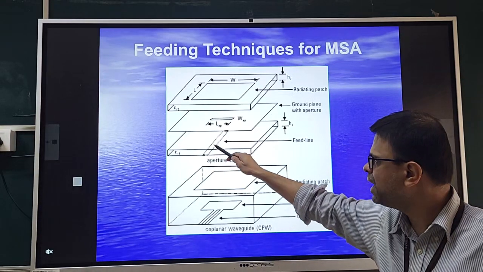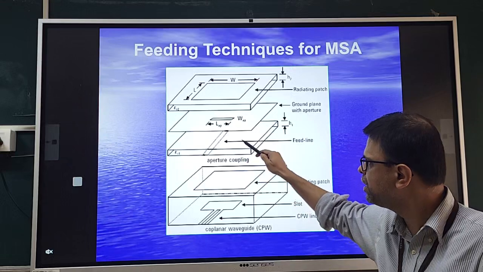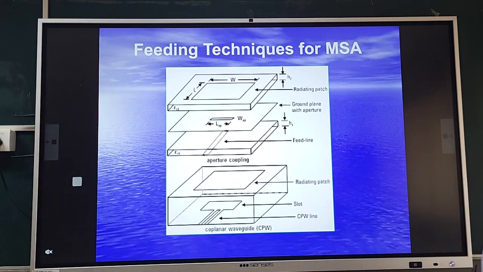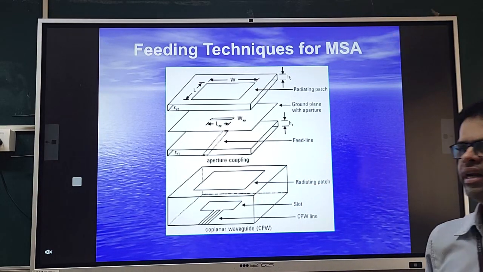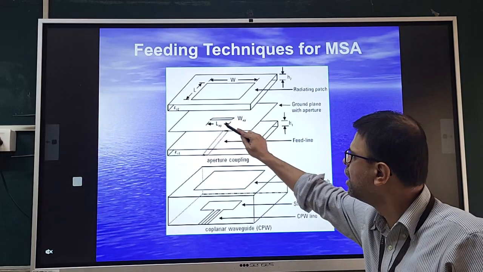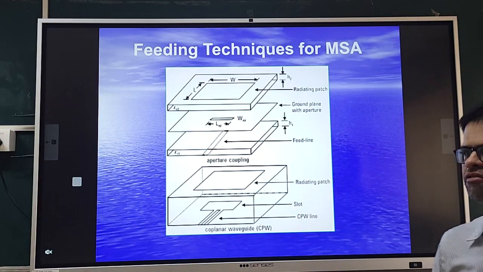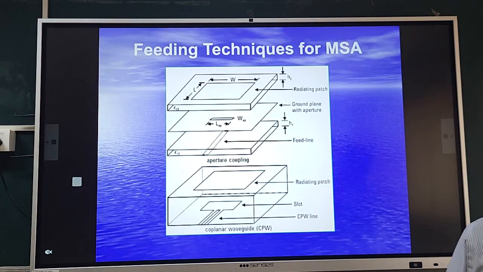So the microstrip line which was there, we have brought over here. The ground plane which was there, we have brought on top of the first substrate. The position of the radiating patch and the second substrate still remains the same. But the excitation of the patch now occurs through this slot. Excitation of the microstrip patch occurs through the slot.